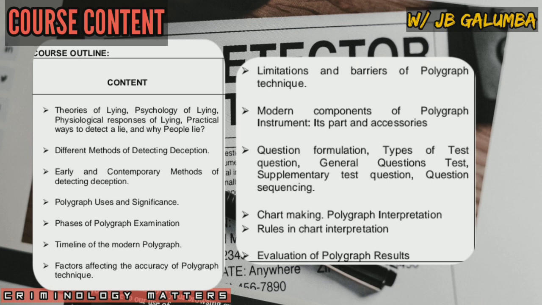Then again, another topic with regards to the modern components of polygraph instrument, its parts and accessories. We can discuss this together with the timeline of modern polygraph. So their development that has been made with the polygraph machine, and with that, some new components are being developed. So we are going to be talking about them also.